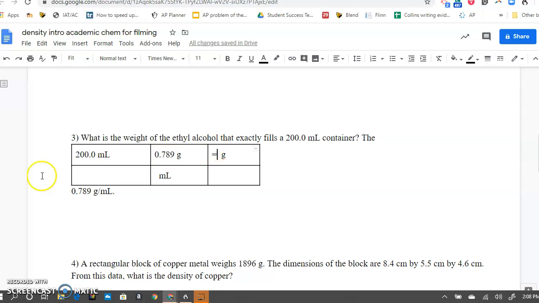If you look at my numbers, I have 200 milliliters, which is 3 sig figs, and 0.789, which is 3 sig figs. So I can only have 3, so 157.8 is going to round up to 158 grams.